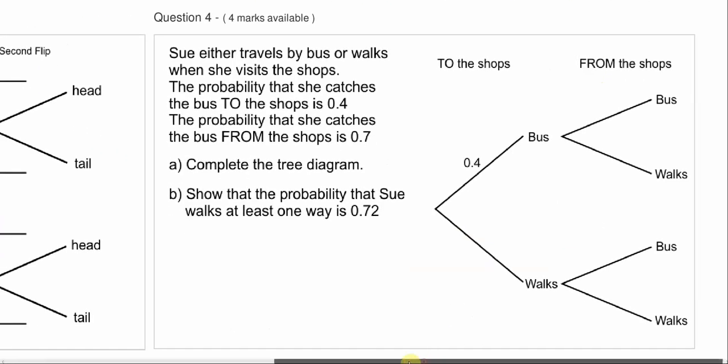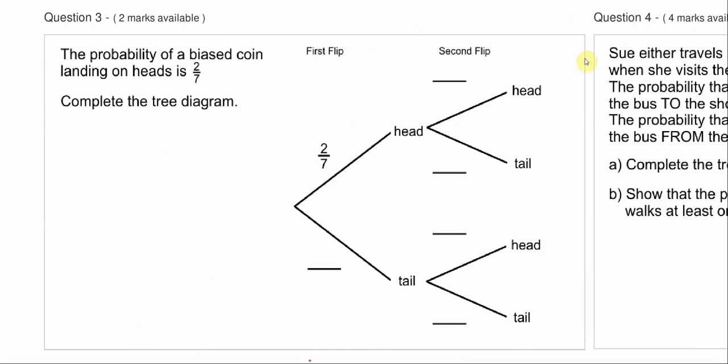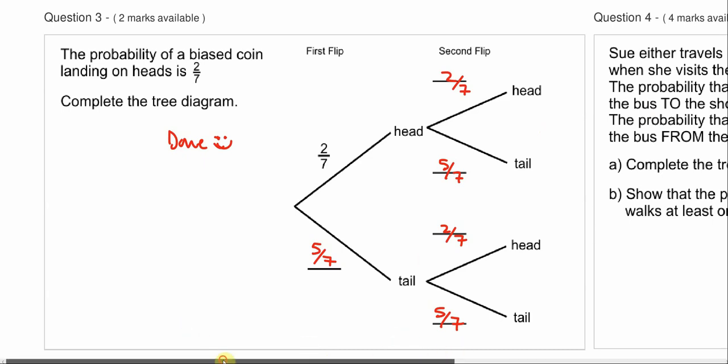Going down and to the left for question 3. Again, a biased coin. Probability of landing on a heads is 2/7, so the probability of landing on a tails must be 5/7. Exact same coin, so I'm going to fill in the exact same probabilities down here. Complete the tree diagram. That is it.